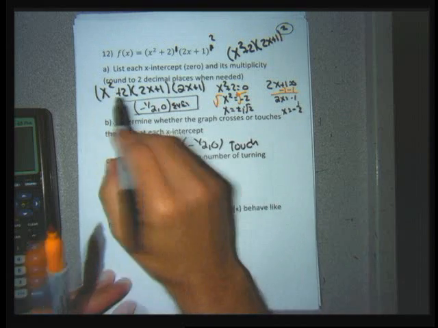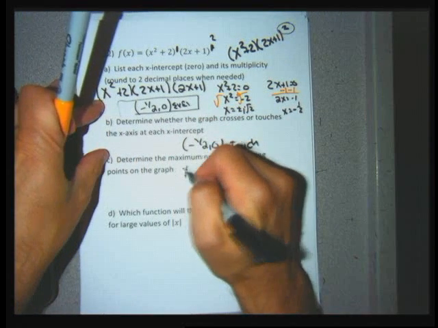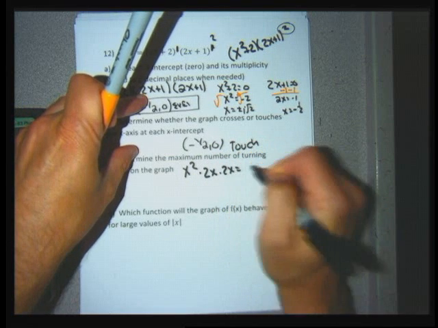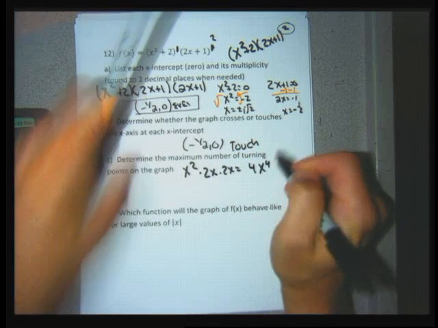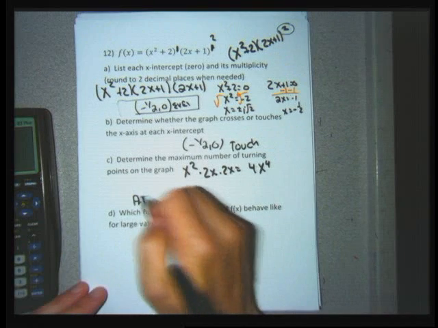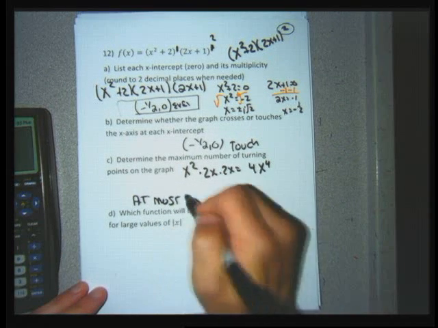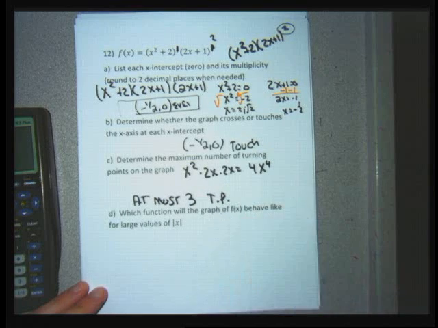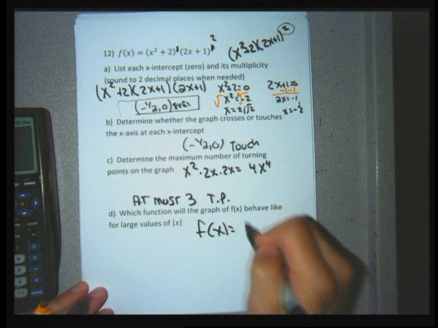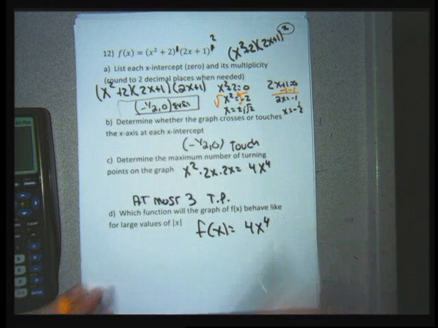In this expanded version, if I multiply the first x squared times this 2x times that 2x, that gives me 4x to the 4th. This is a 4th degree polynomial. We have at most 3 turning points, and if I get into a big enough window, I won't be able to distinguish my graph that easily from the graph of 4x to the 4th.